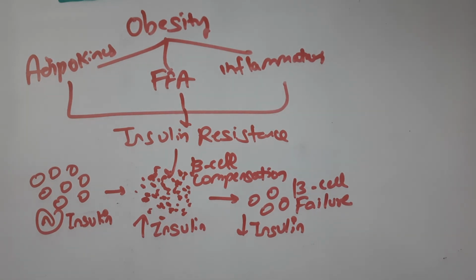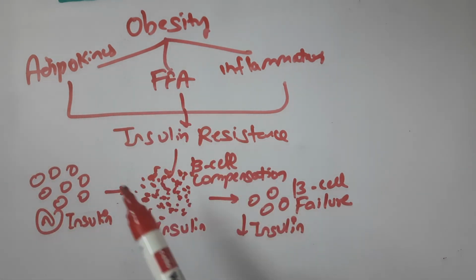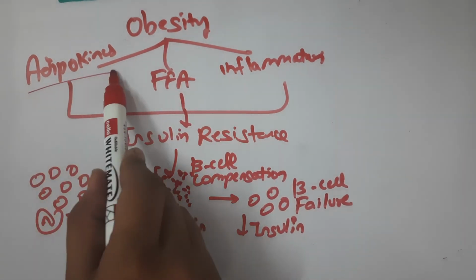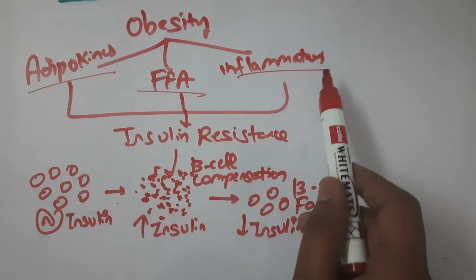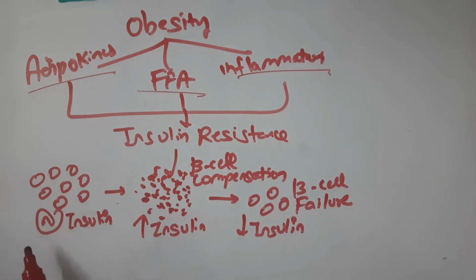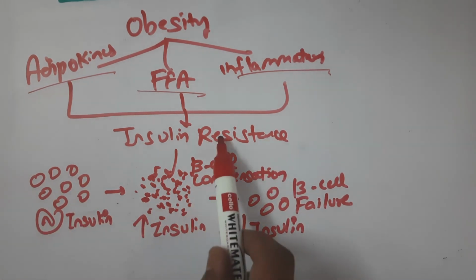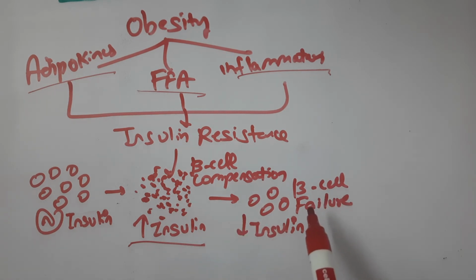If I show a diagrammatic representation, obesity can lead to insulin resistance. Three factors are there: adipokines, free fatty acids (NEFA), and inflammation, and all of these can lead to insulin resistance. Initially, the beta cells are normal and there is a normal insulin release, but with insulin resistance, the beta cell will do compensation. The insulin level will increase, but after some time the compensation will become inadequate. There will be beta cell failure, insulin will decrease, and diabetes mellitus will become evident.